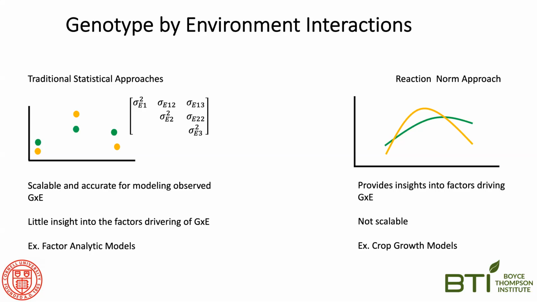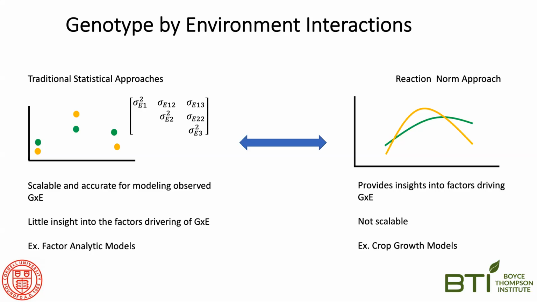So if we're dealing with something like yield, which is the culmination of everything that's happening throughout the growing season, but you really just have that one data point at the end of the growing season, it's very difficult to model that as a function of environment. Of course, there are modeling approaches out there, like crop growth models that you can use by collecting a lot of intermediary phenotypes. But again, they're not highly scalable. And so in between these two approaches, there's this huge gap.